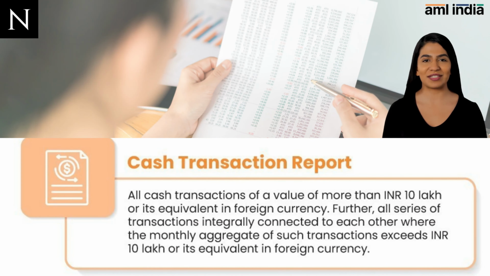The first is the Cash Transaction Report or the CTR. As the name suggests, the CTR are used for intimating FIU about cash transactions. The reporting entities must furnish details of the cash transaction exceeding 10 lakh Indian rupees or its equivalent in foreign currency. While calculating this threshold of 10 lakh Indian rupees, the reporting entity must consider the series of integrally connected transactions conducted in a month where the aggregate value of all such transactions is more than 10 lakh Indian rupees or its equivalent in foreign currency. CTR is to be filed monthly by the 15th day of the following month.